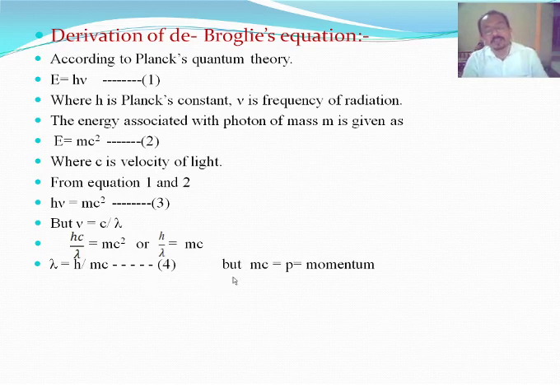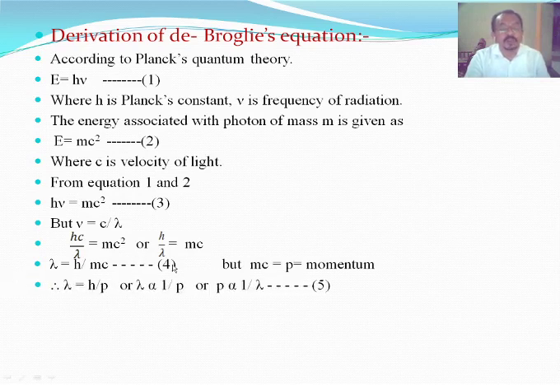But mass into velocity is momentum, represented by the letter p. Equation 4 can be written as lambda is equal to h upon p. h is the constant, therefore we can write lambda is inversely proportional to p, or p is inversely proportional to lambda, where lambda is the wavelength, equation number 5.